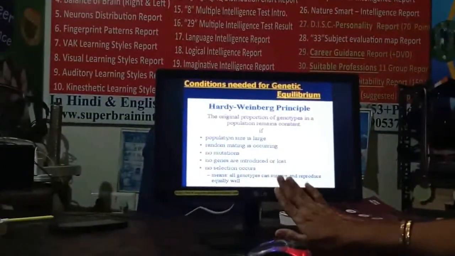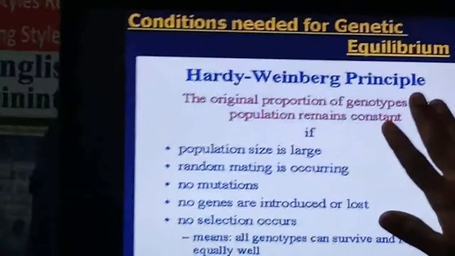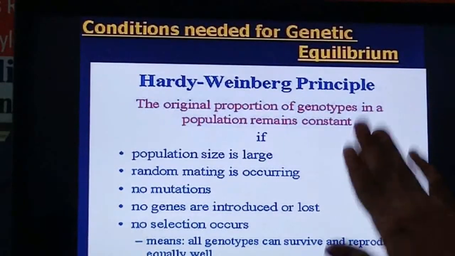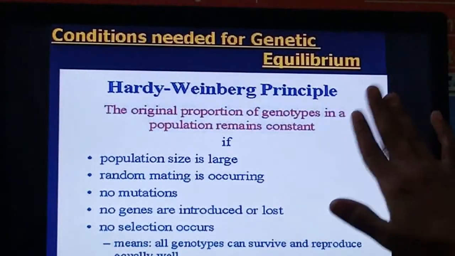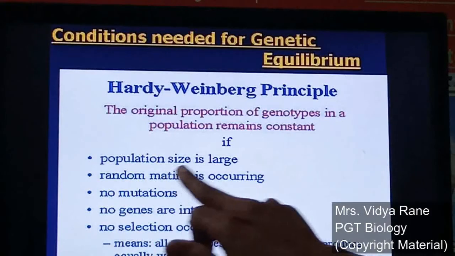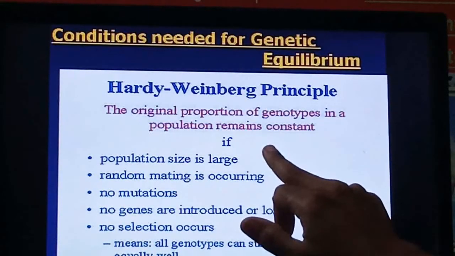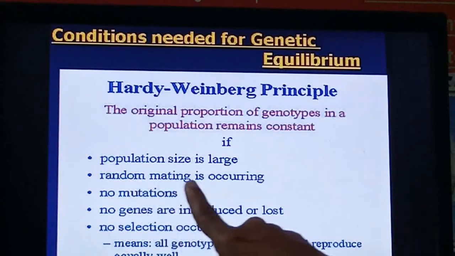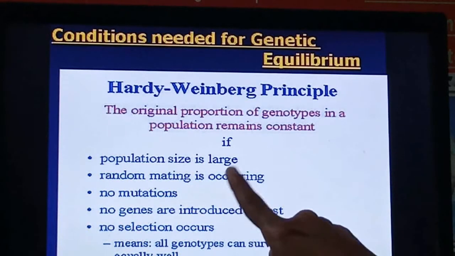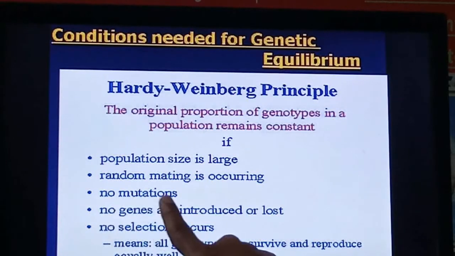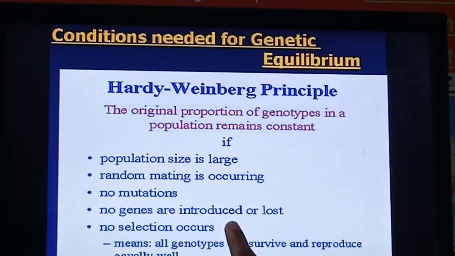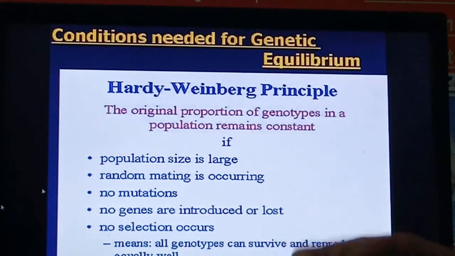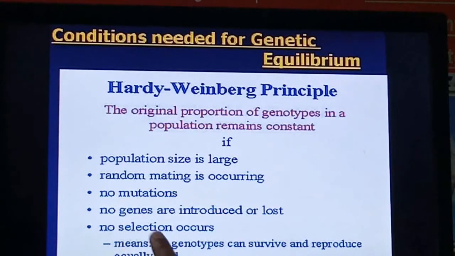Now this Hardy-Weinberg principle will remain the same, but only under some conditions. It will be true if the population size is large. There should be random mating, not within the same species. No mutation takes place in that population. No genes are introduced or lost, meaning immigration and migration should not be there, and no selection occurs in that population.